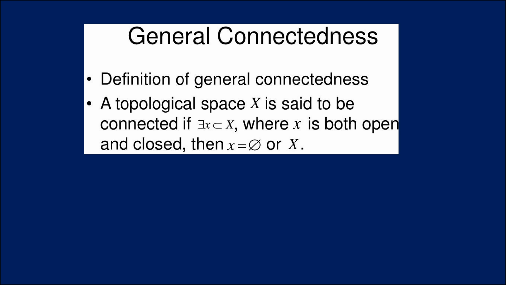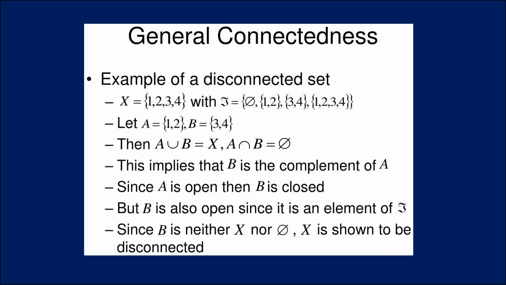A topological space X is said to be connected if and only if, for any subset contained in capital X that is both open and closed, the subset is either empty or capital X. This is an example for a disconnected set.